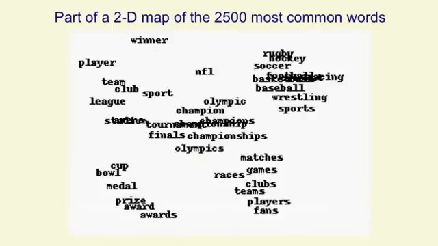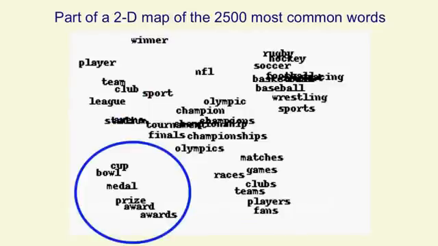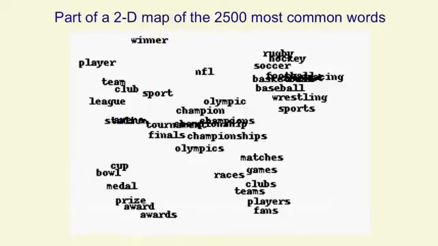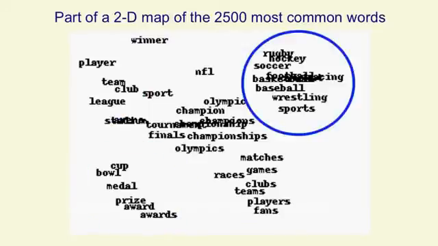So here's part of a 2-dimensional map in which we laid out the 2,500 commonest words, and you'll see this part of the map is all about games. Not only that, it's got similar kinds of words together. So matches and games and races are together. It's got players and teams and clubs together. It's got the things you win at games together, like cups and bowls and medals and prizes. It's got different kinds of games together.